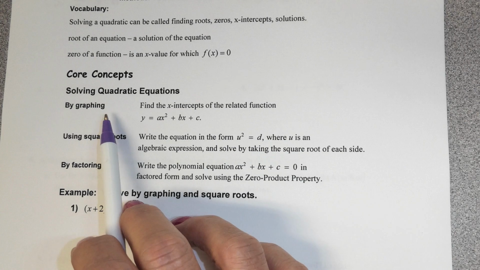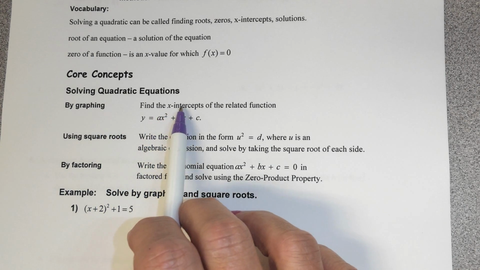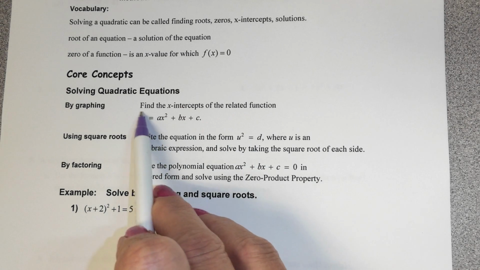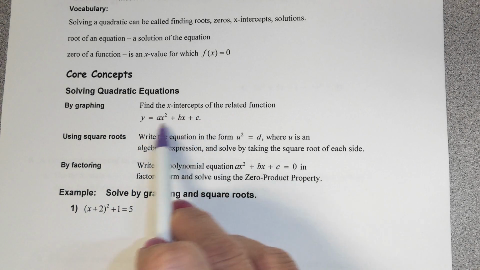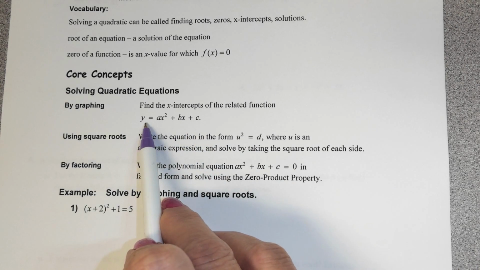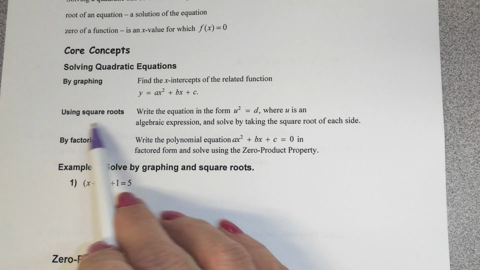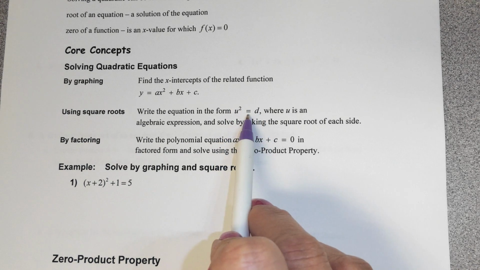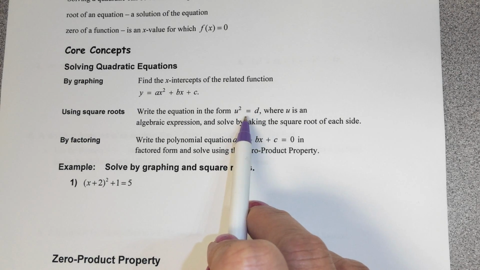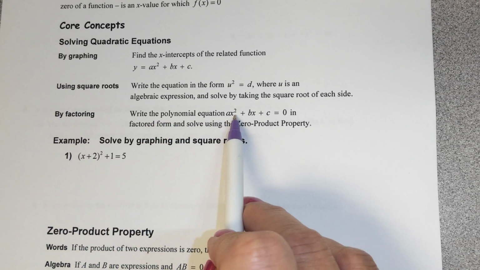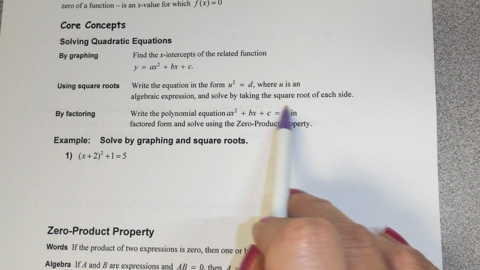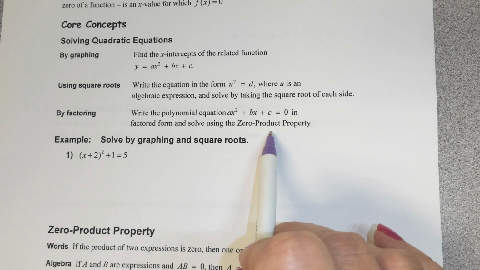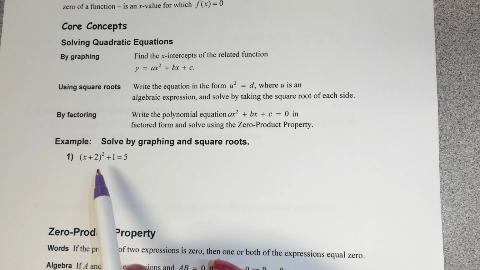So we can solve quadratic equations by graphing. We can just find the x-intercepts for this function. If y equals 0, then finding the x-intercepts is going to be solving the equation. Using square roots: if I have some value squared equals d, if I just take the square root of each side, I'm going to be solving the equation. We can also use factoring. If I have the quadratic in standard form, I can just factor and use the zero property.